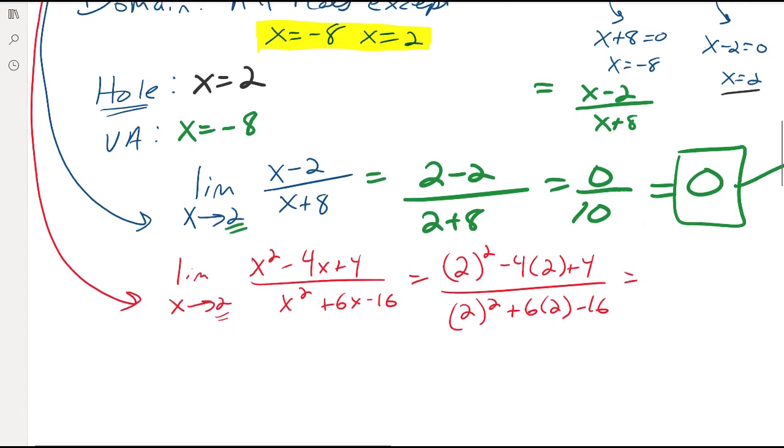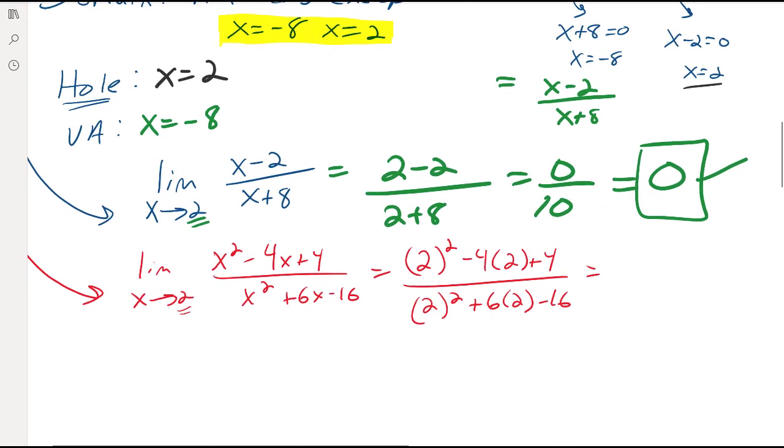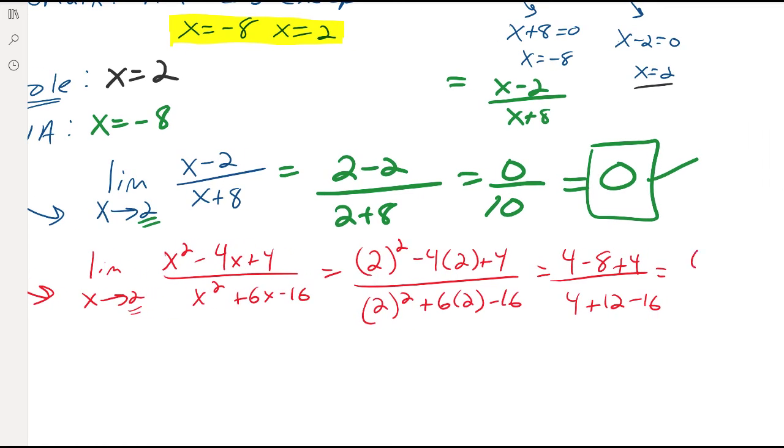So really quickly, in the numerator, we get 2 squared, which is 4. You get 4 minus 8 plus 4 over 2 squared in the denominator is 4 plus 12 minus 16. Let's see, 4 minus 8 is a negative 4. Negative 4 plus 4 is 0. Divided by 4 plus 12 is 16. 16 divided by 0 is 0.